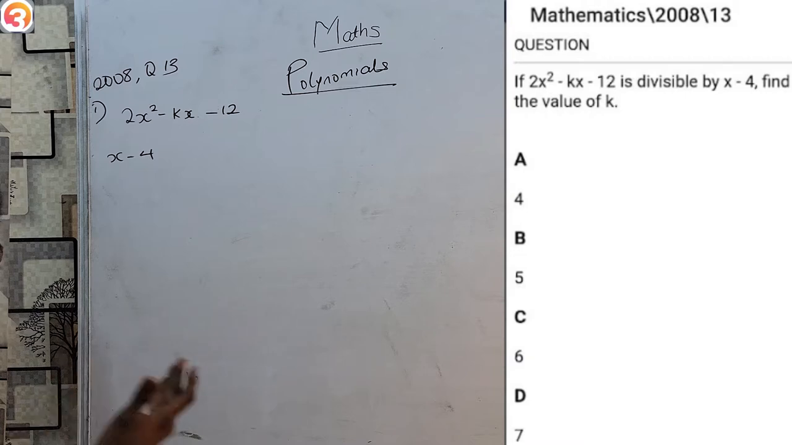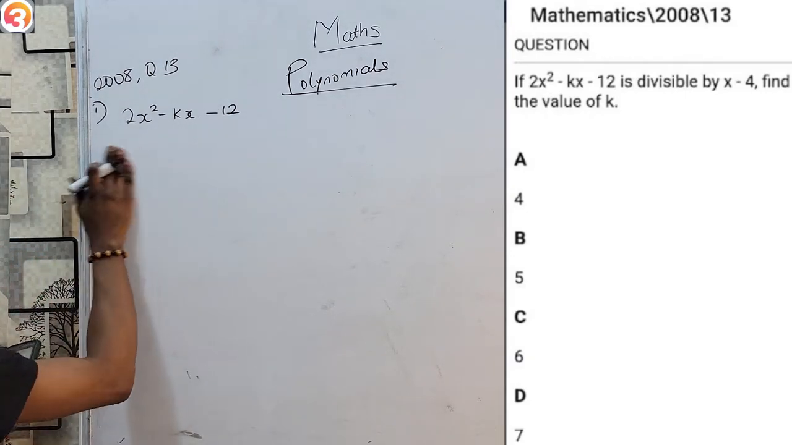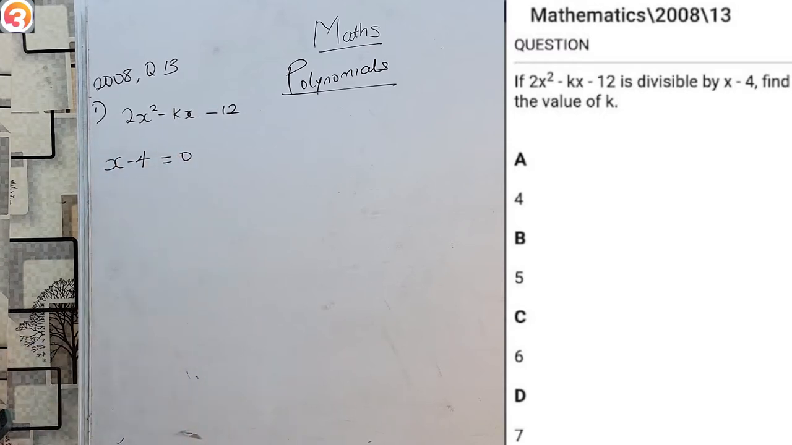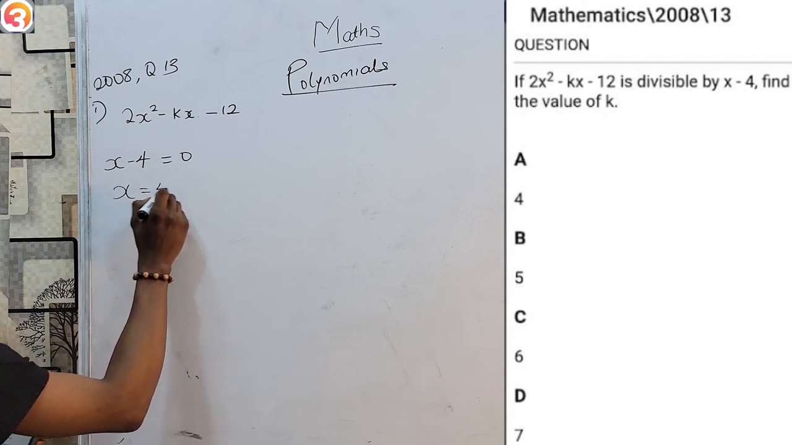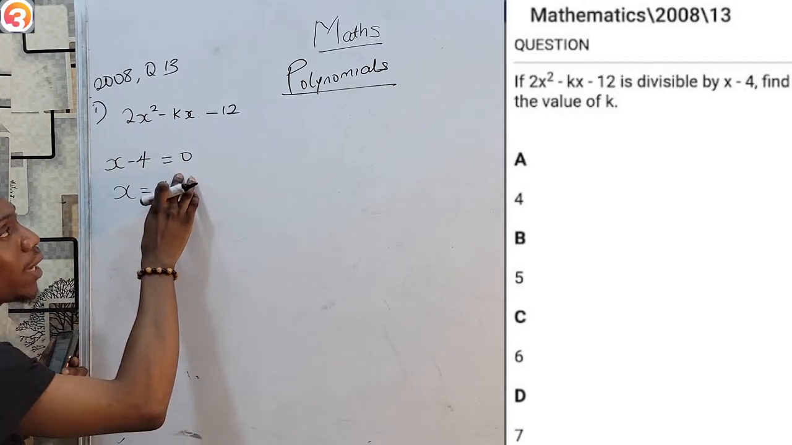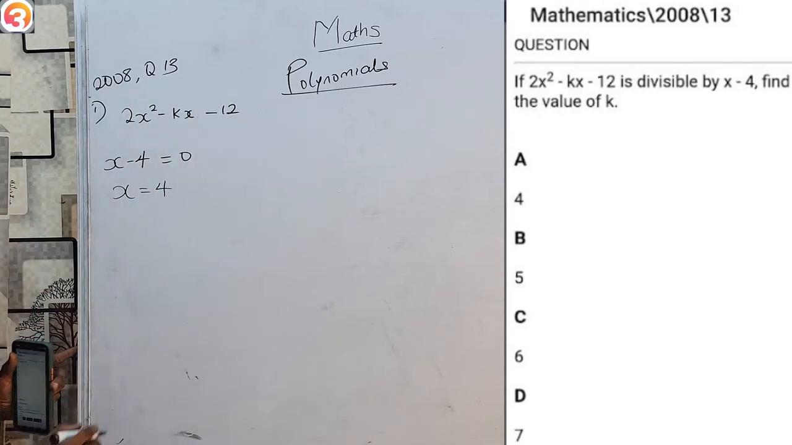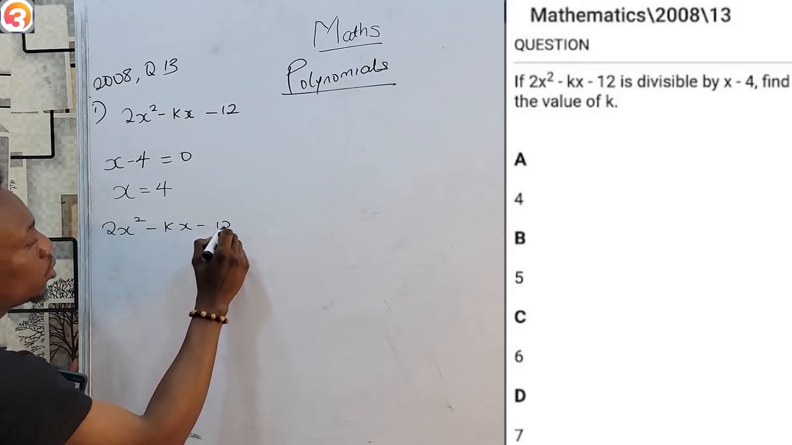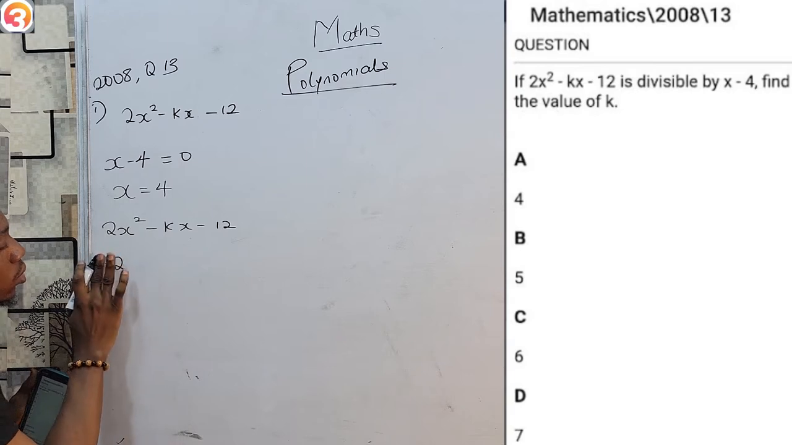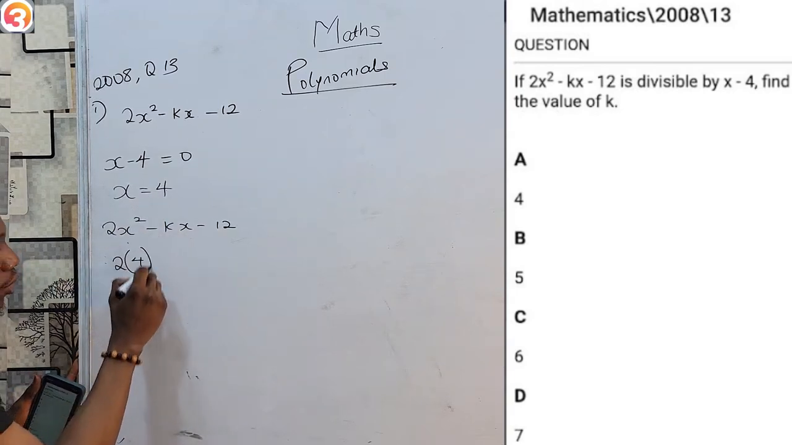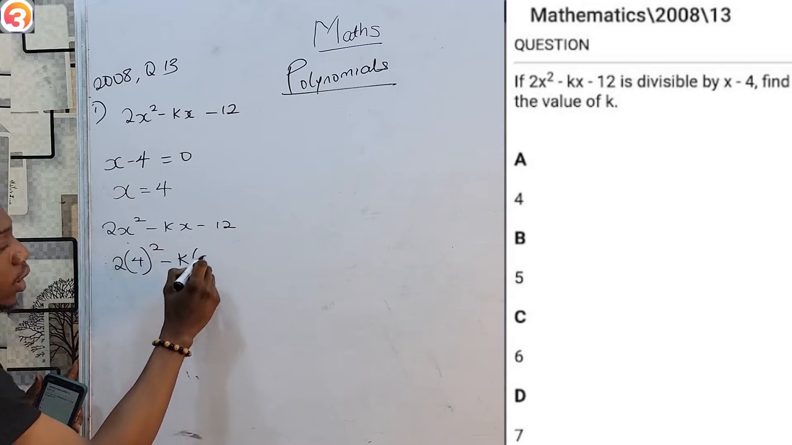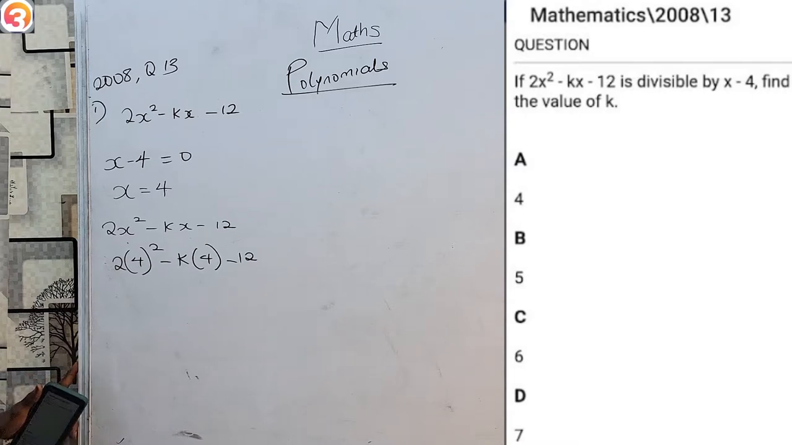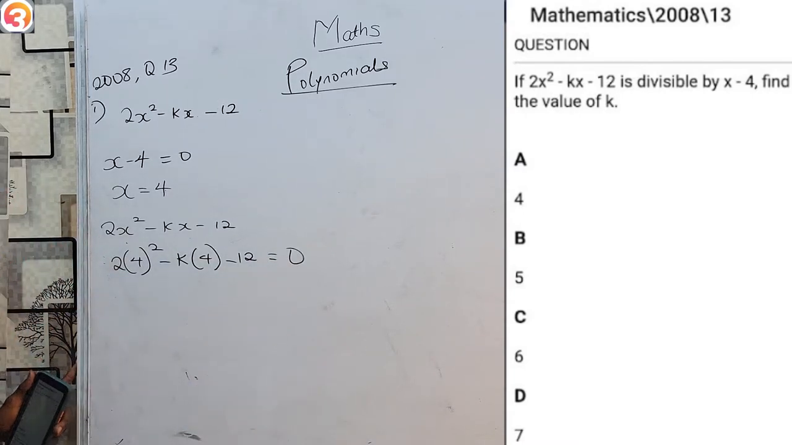Here, we use what I call factor theorem. And what I say you do, take what you are dividing by. I'm dividing by x minus 4, and I will equate this to 0, which must mean that x equals 4. And I'll put this value into what I was dividing. That means instead of 2x squared minus kx minus 12, I'm going to now be having 2 times 4 squared minus k times 4, minus 12. And I know because it said it can actually divide it, the remainder must be 0.